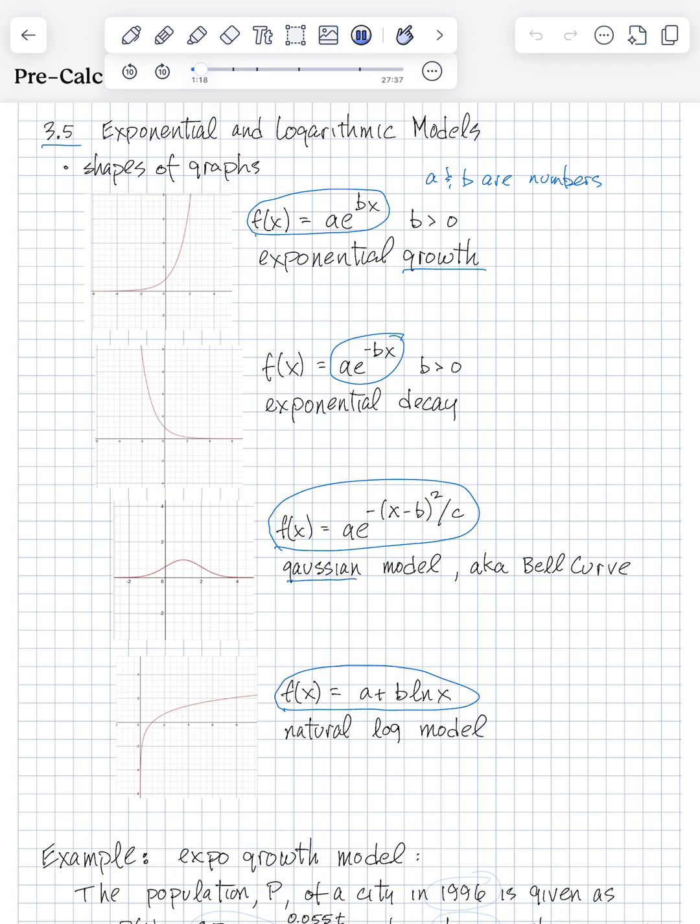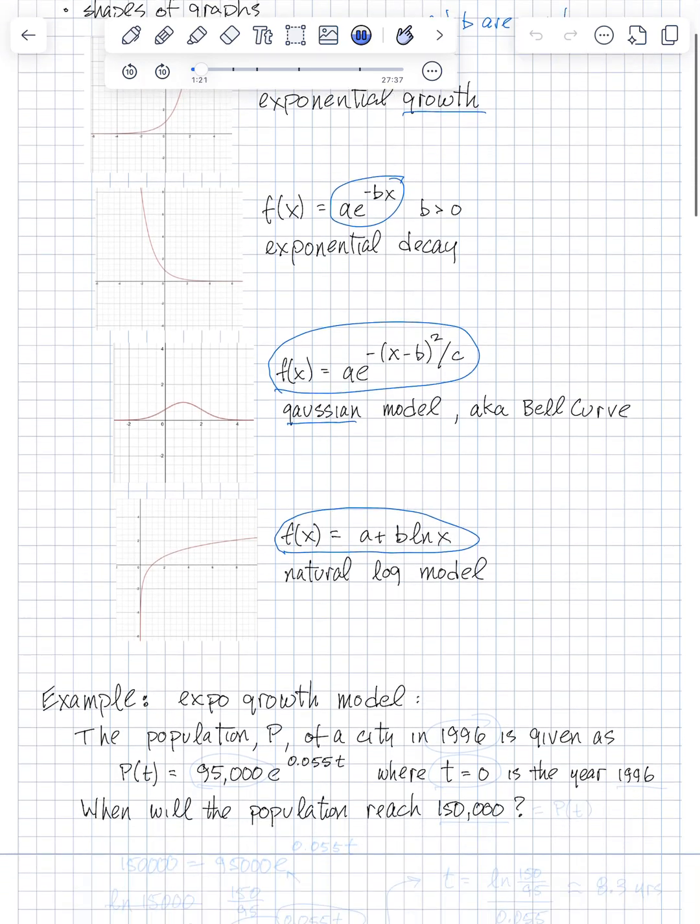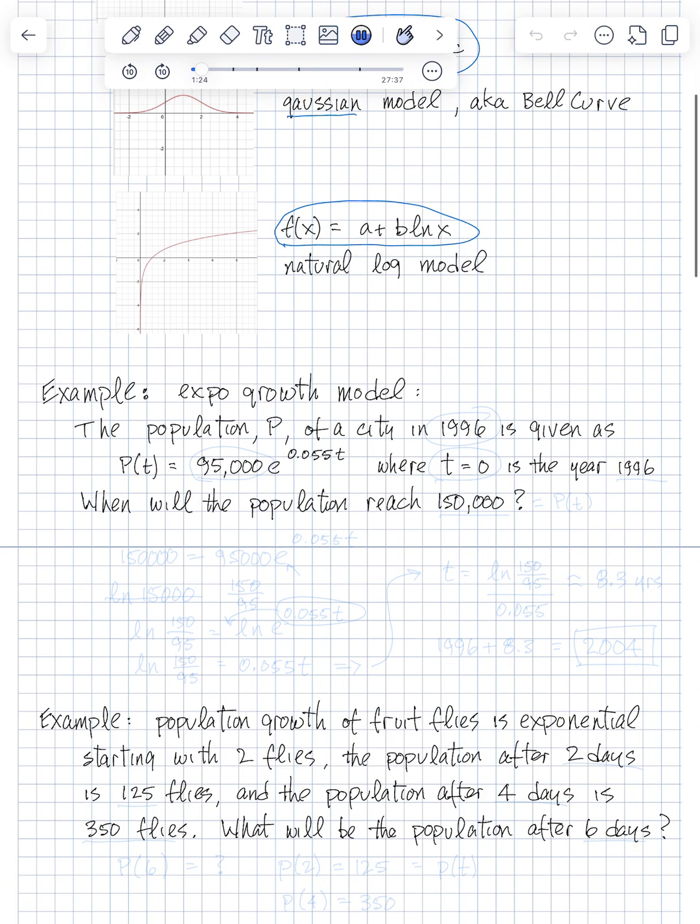So let's look at some examples. The first one we have is an exponential growth model, and we have a city. The population is, we're going to call it P, and in 1996 the population is given as P of t. So population is a function of time: 95,000 e to the 0.055 t. Since this is in 1996, we're calling t equals 0 the year 1996. And the question is, when will the population reach 150,000?